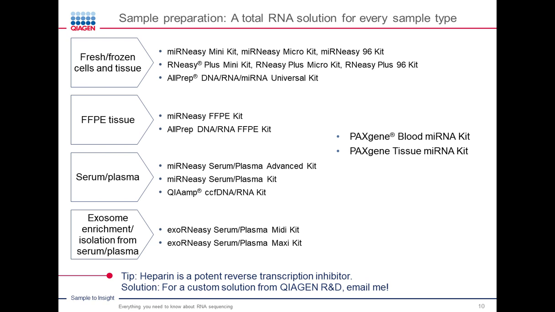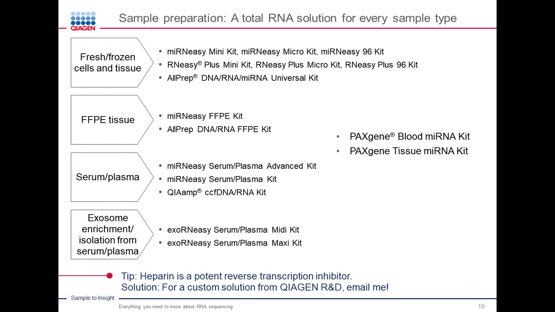You have an entire plate of samples that you can do with the microRNA 96 kit. We also recommend the RNA Plus Mini, Plus Micro, and the Plus 96. As you guessed it, it has the same format, so the mini, the micro, and the 96. And then ultimately, if you're interested in DNA, mRNA, and microRNA, we recommend the All Prep Kit. Now for FFPE tissues, serum and plasma, and exosomes, it has sort of the same flavor here. So you have the microRNA FFPE kit and the All Prep Kit for FFPE.